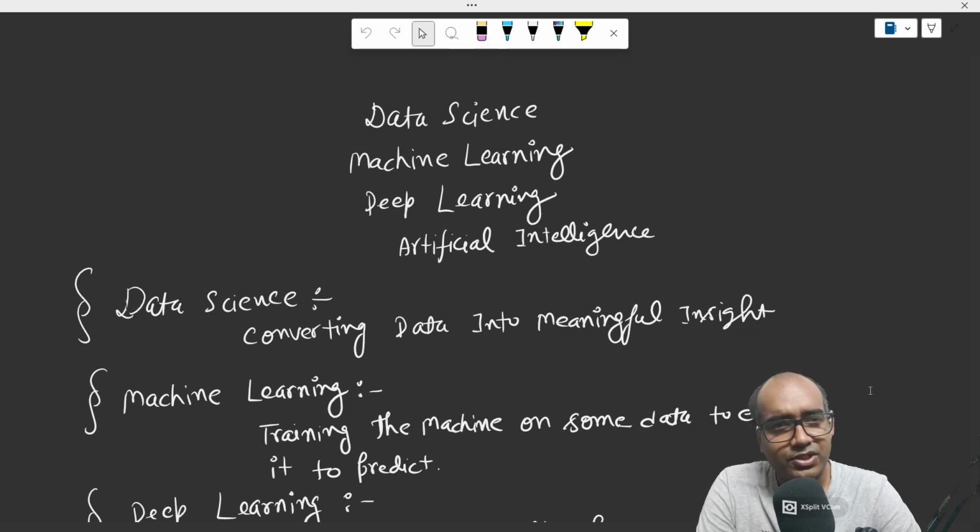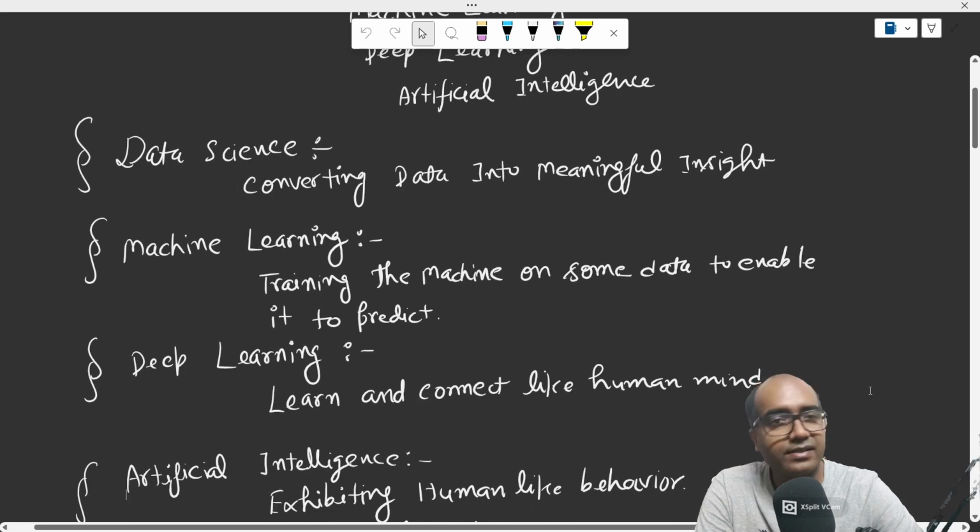Sometimes people use machine learning and AI interchangeably. They are not the same thing. They cannot be used interchangeably. Machine learning is a different thing, and artificial intelligence is a different thing. When we complete this lecture, you will be able to differentiate between these terms. So first of all, let me start with the term data science.